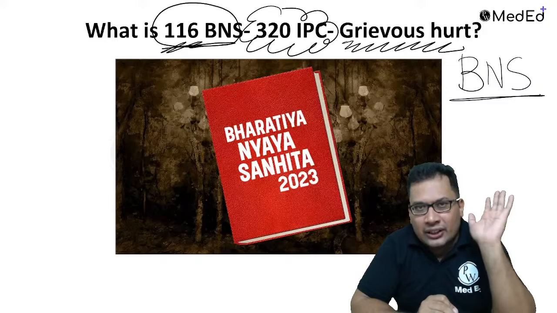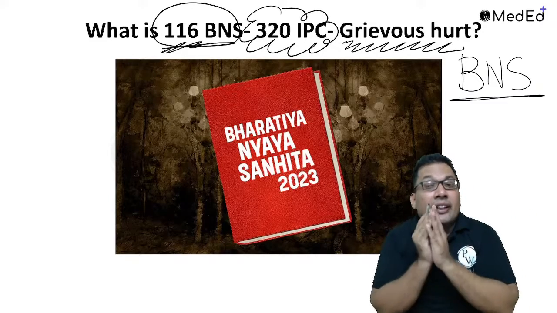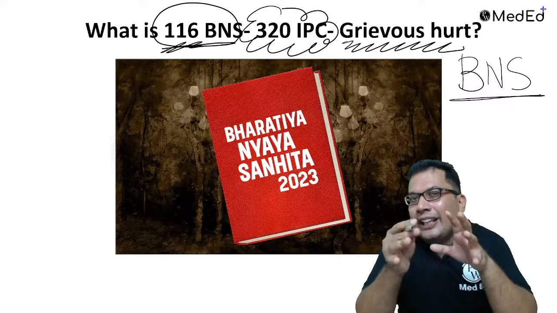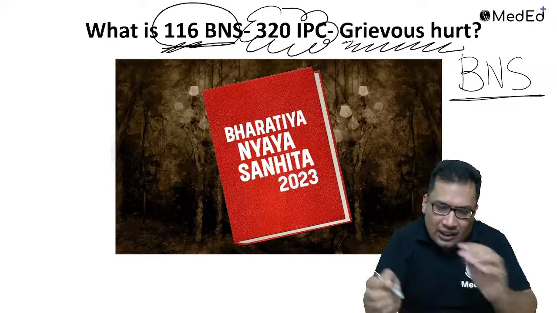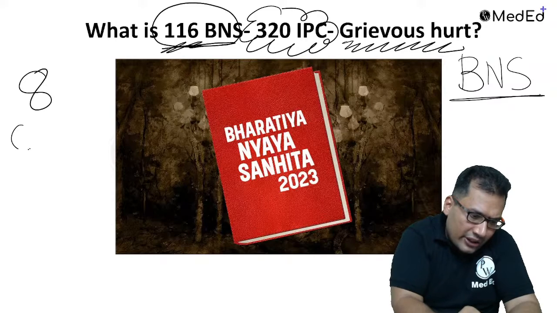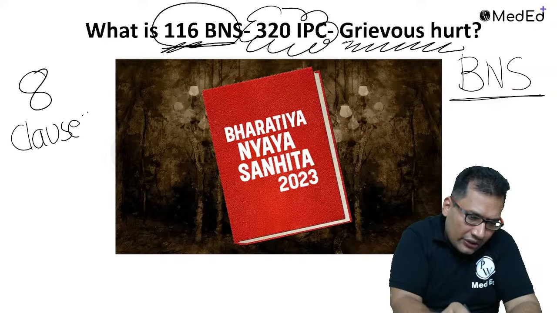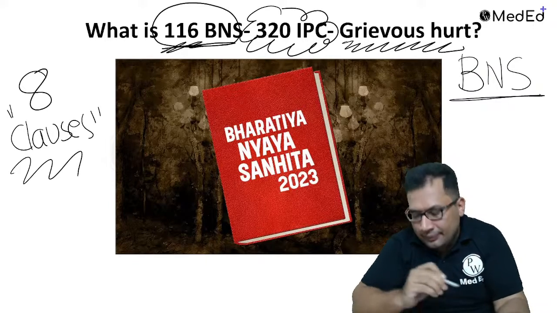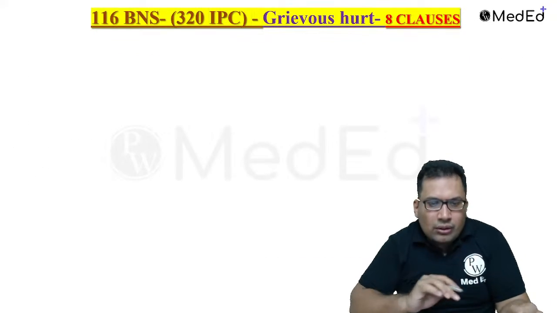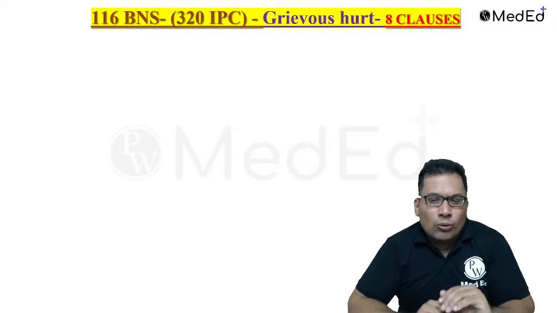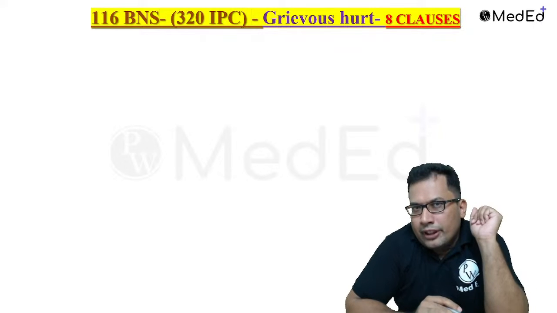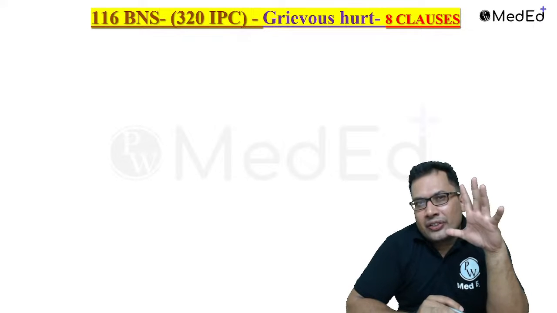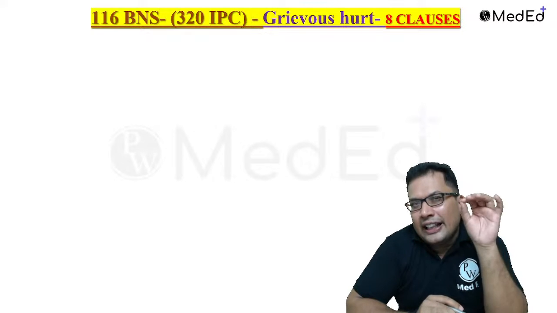Okay, what is grievous hurt? In general, grievous hurt is one which comes among the 8 clauses. There are 8 clauses. How many clauses? 8 clauses. Let's see what are the 8 clauses. Very commonly asked. What is the first clause? Can you guess what is the first clause? The first clause is known as emasculation.